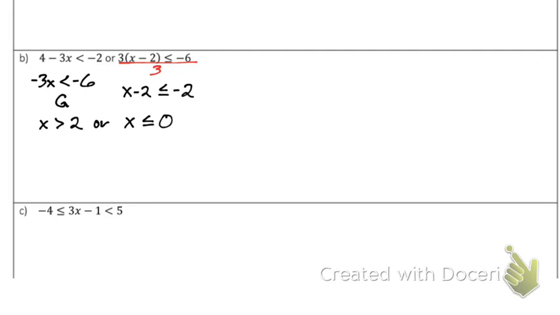OR means union. It can be in either set. So I'm looking for numbers that are bigger than 2 or they're less than or equal to 0. Once again, let's just go ahead and graph it. So I'm looking for x is bigger than 2. That graph might look something like this. Well, if I had 0, 1, 2, we're going to put a parenthesis at 2. That'll be everything bigger than that.